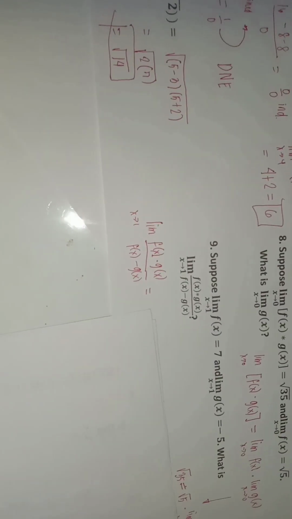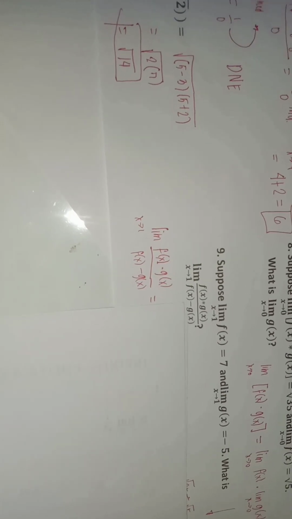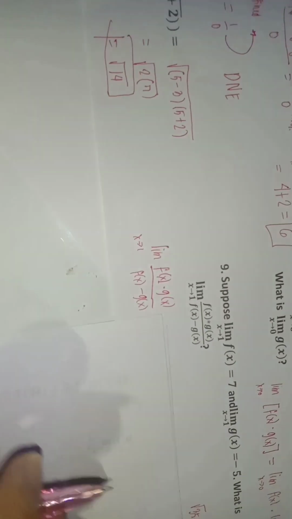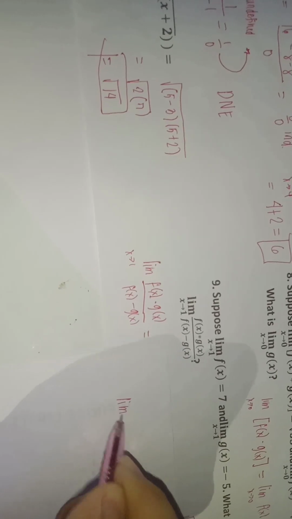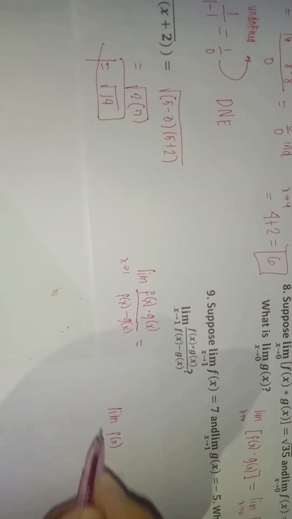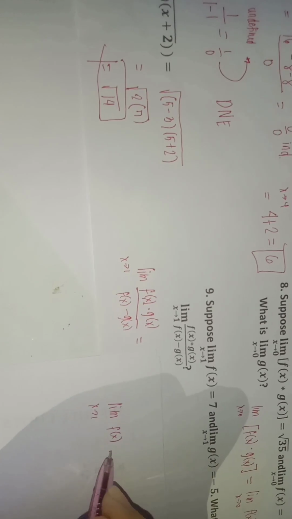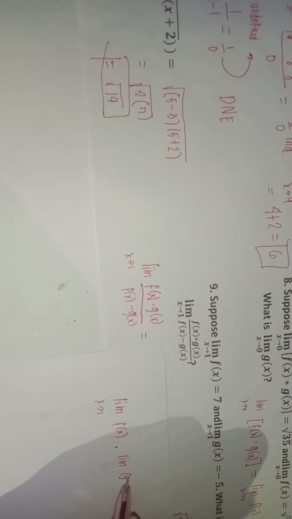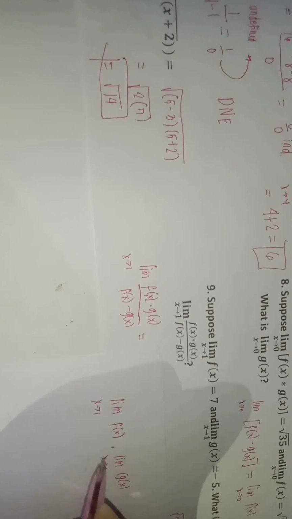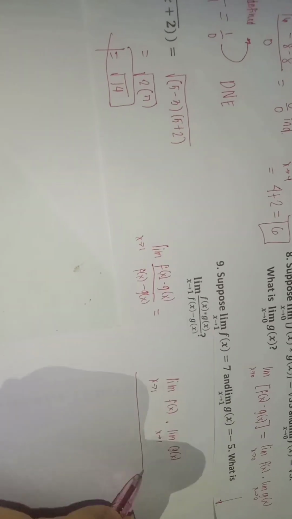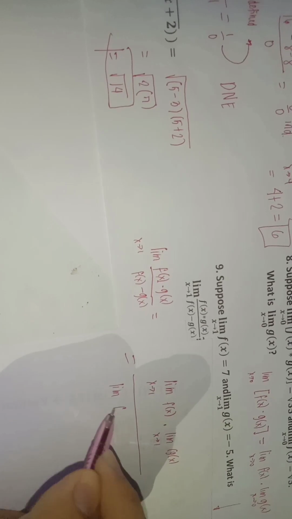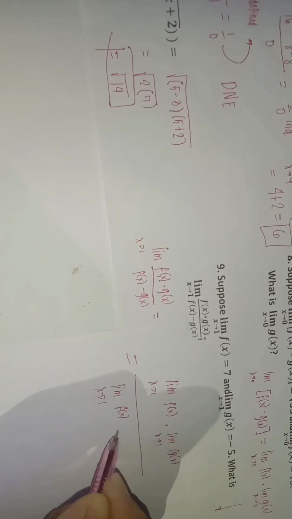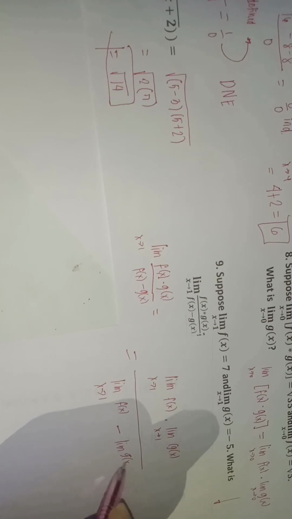Okay, pwede nating expand yung limit na to. And the limit becomes what? That is equal to the limit of f of x as x approaches 1 multiplied by the limit of g of x as x approaches 1 over the limit of f of x as x approaches 1 minus the limit of g of x as x approaches 1. So ito na po yung expanded form of this limit.